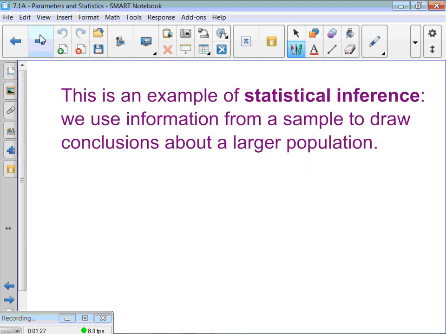I would write this definition down. This is an example of statistical inference. We use information from a sample to draw conclusions about a larger population. That is called statistical inference. So we take our sample of 50 batteries, and based on that sample, we are going to make a conclusion about all the batteries.